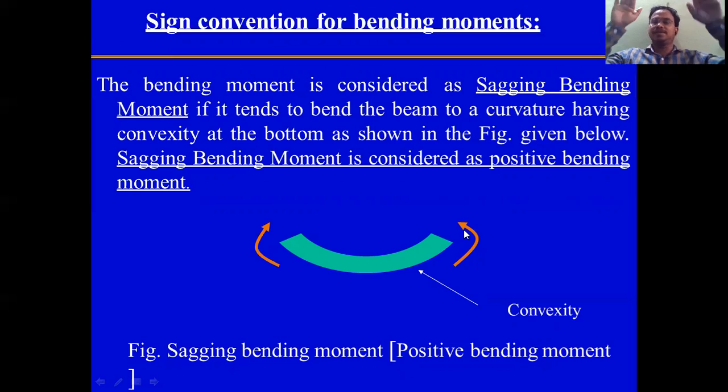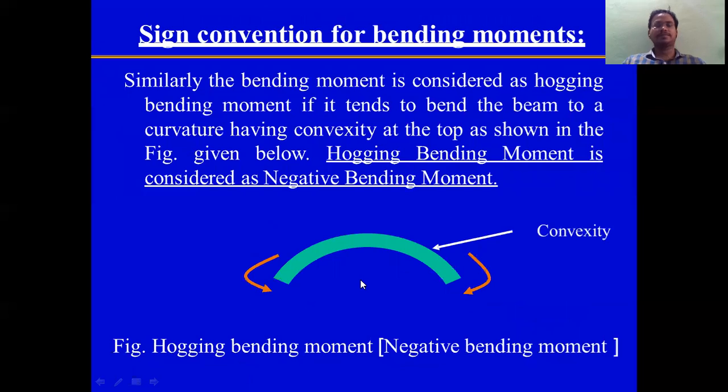Generally, when we keep a beam on two supports, you will find bending at the center. It will bend in the center, so you will find a curve, a convexity at the bottom. That is called sagging, and we consider it as positive bending. Hogging: convexity in the upward direction, this is negative bending. So bending is taking place like this, which means the bending moment should be like this. One is in this direction, the other one is in this direction. So it is bending.